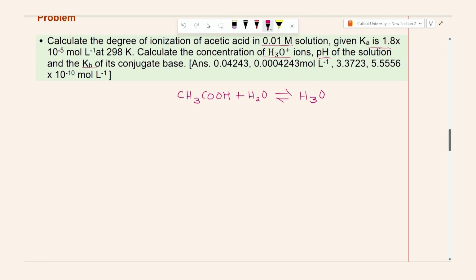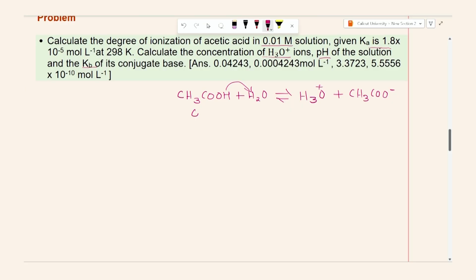H3O plus, proton donated to water, and the remaining will be CH3COO minus. Now, the strength of acetic acid is 0.01 molar. Of course, from acetic acid the same amount of hydronium ion may not be available. It is not sure whether it will have that much or not. But one thing we can say is that this is the initial concentration.